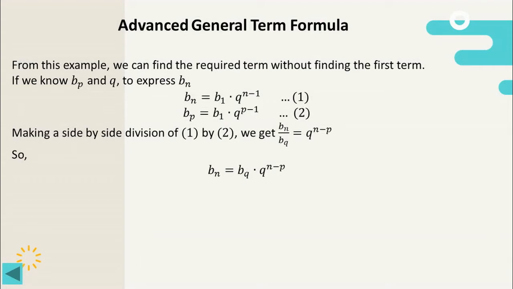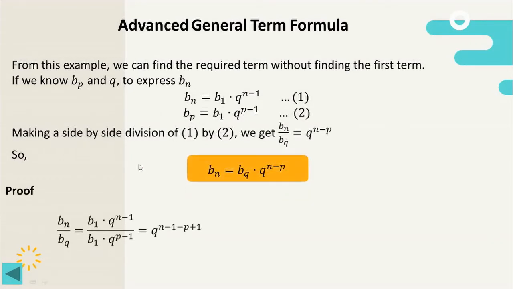The p-th term is equal to the first term times k to the power p minus 1. So making a side-by-side division of the two, we will get this one. But if you're curious, let's prove it.